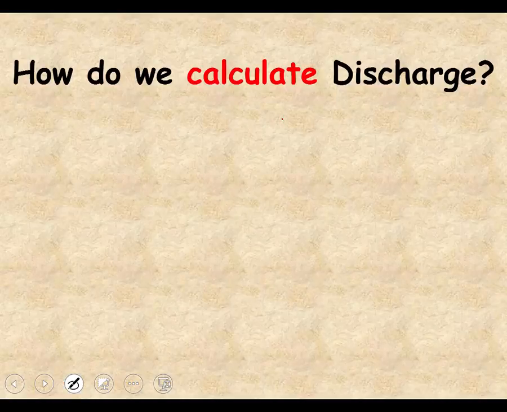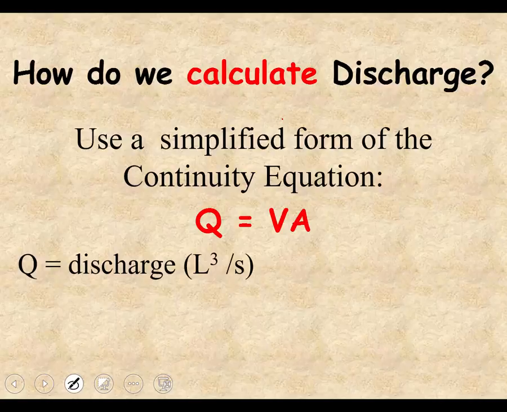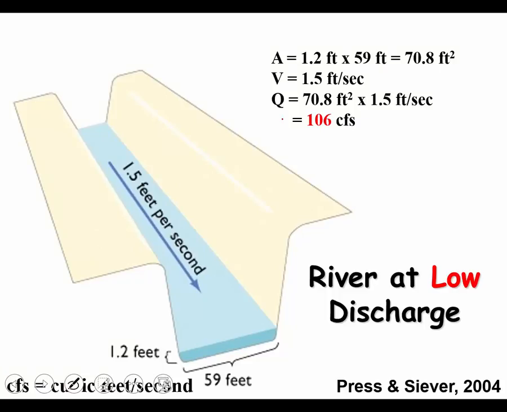If discharge is so important, even though stage seems to be what is easiest to measure and easiest to understand, well, we're going to go back to that continuity equation, and we're just going to say velocity times cross-sectional area. So if I can measure both, I'm okay. The only problem is, well, actually, let's do that.